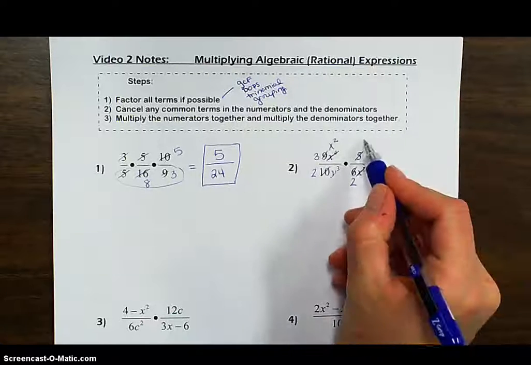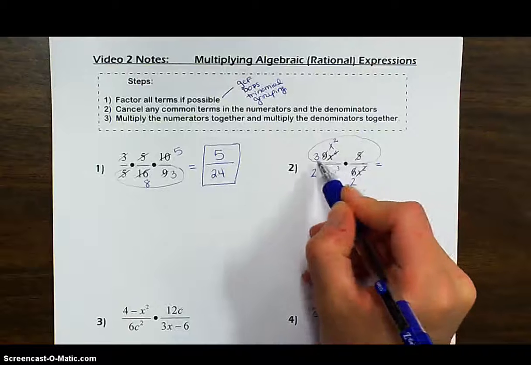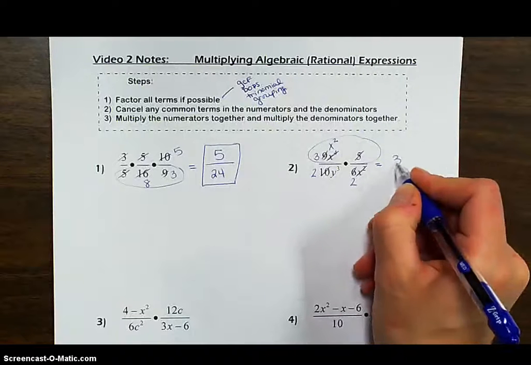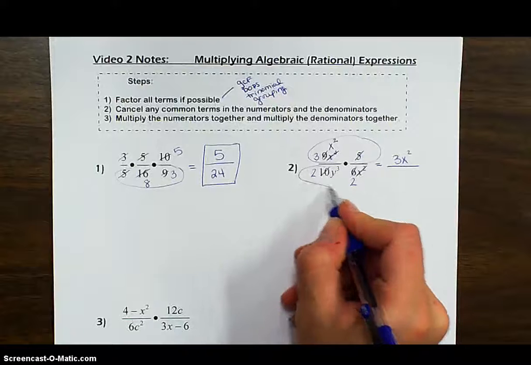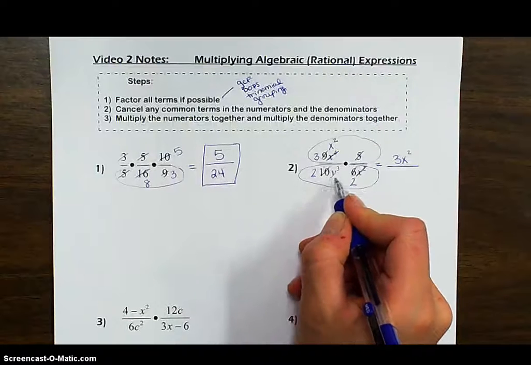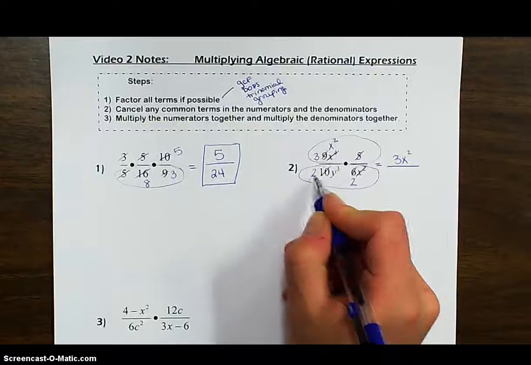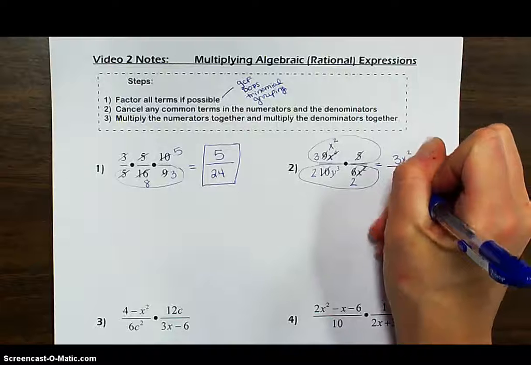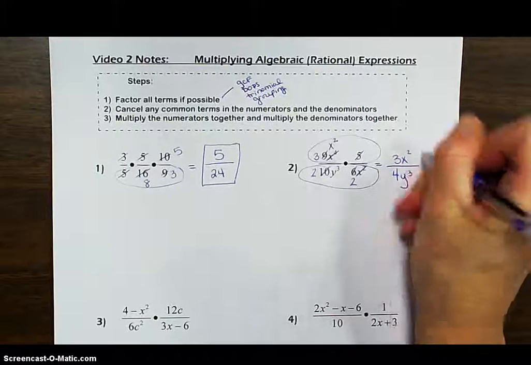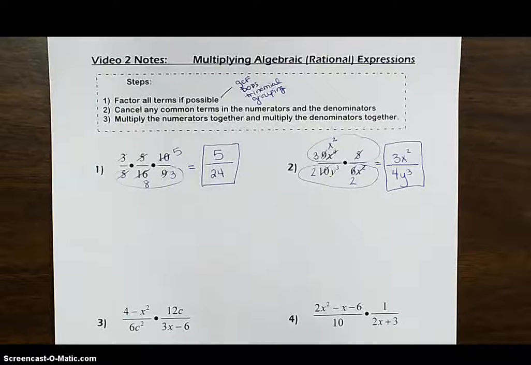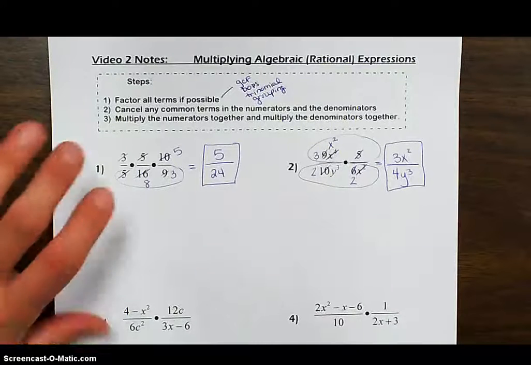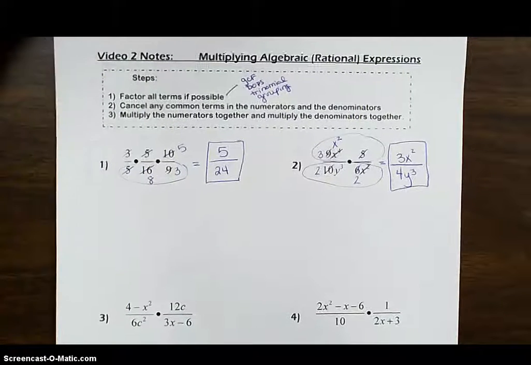Okay, so now combine everything that's on the top. So we have a 3x squared. Okay, and then we're going to combine everything in the denominator. So here we have a 2, a y to the 3, and a 2. So 2 times 2 is 4, and then y to the 3, and you have just multiplied your second algebraic fraction. Okay, let's take a look now at number 3.